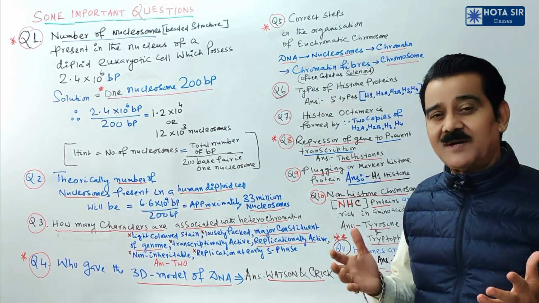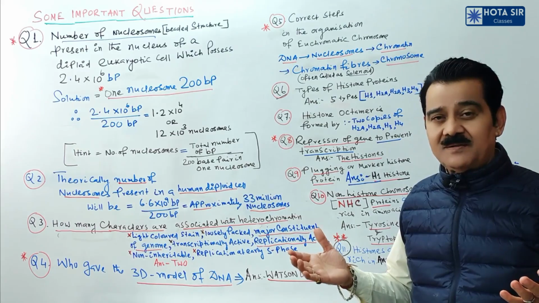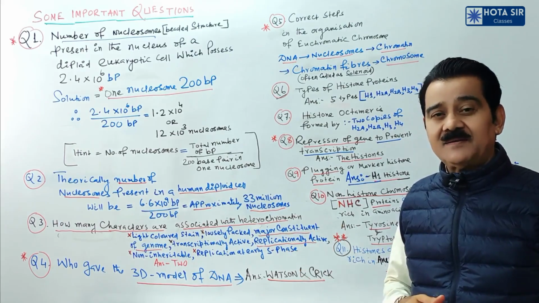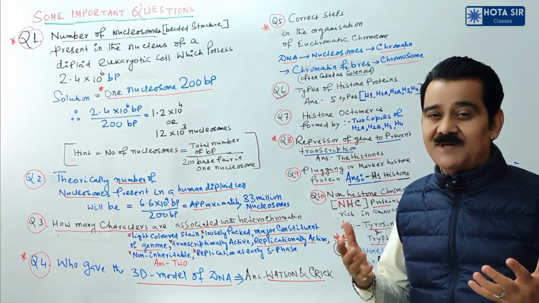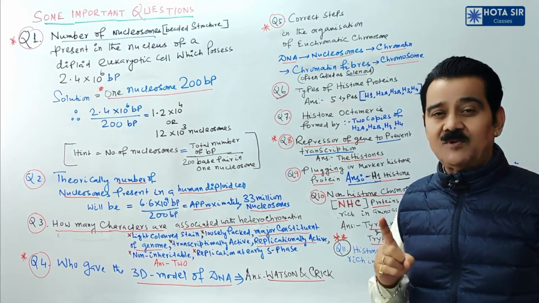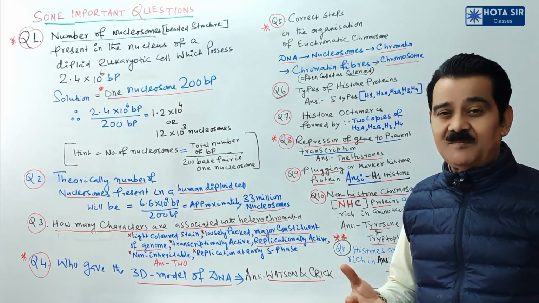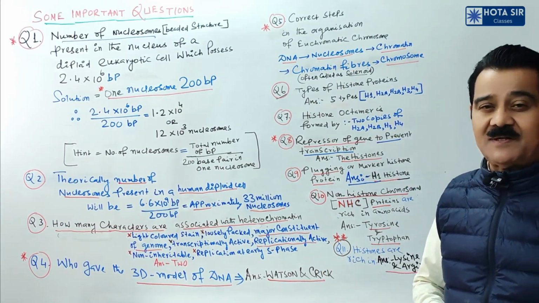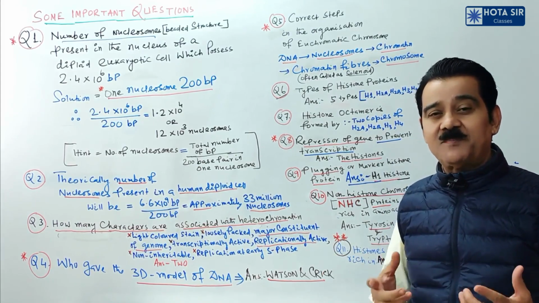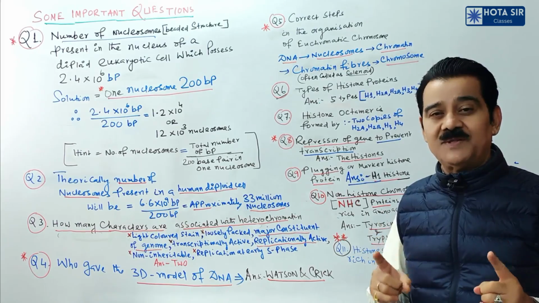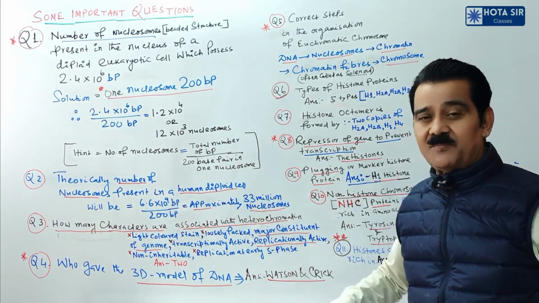The simple point you have to remember: the total number of base pairs will be given, divided by the number of base pairs present in a single nucleosome. And I have already discussed that a single nucleosome has 200 base pairs. So the total number of base pairs present in the DNA of an organism divided by the base pairs present in a single nucleosome gives the result. Remember this. There are two questions given on the board.